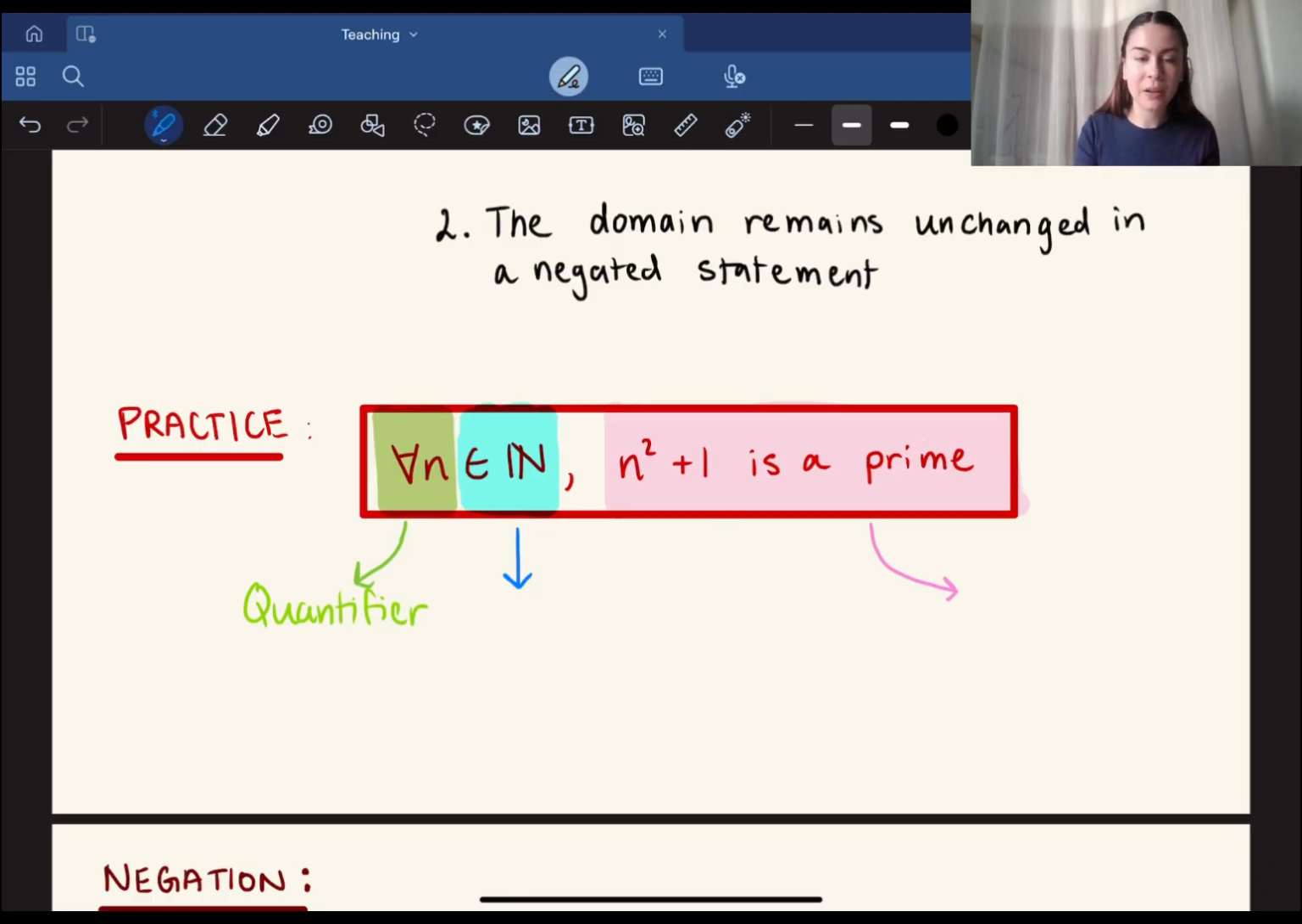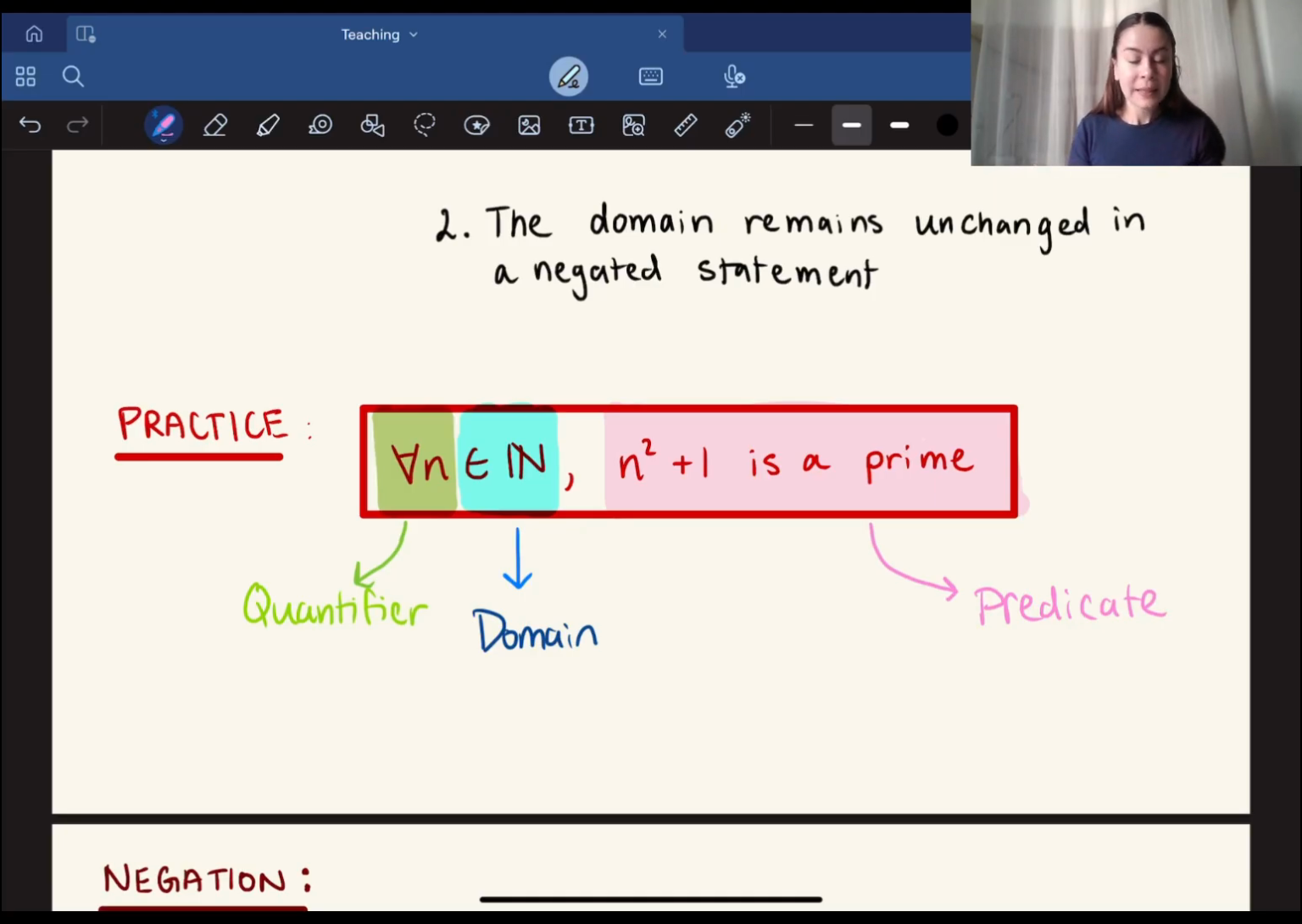And now in blue here, we have our domain. So n is our variable, and the domain tells us what set our variable belongs to. So we have this domain telling us that n is a natural number. It's part of the set of natural numbers. And now to the right, we have this larger part of our statement, which is our predicate. So our predicate is like the meat of the statement. Our predicate tells us what are we actually trying to prove as true or false. So now let's think about whether we feel like this is true or false.